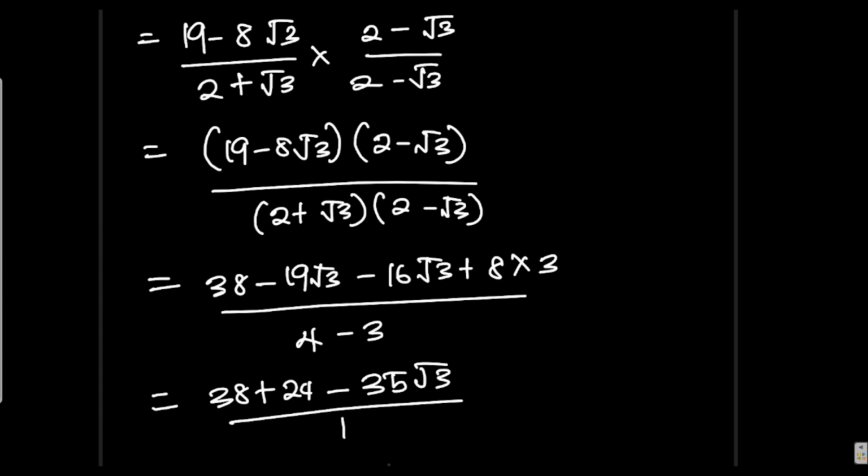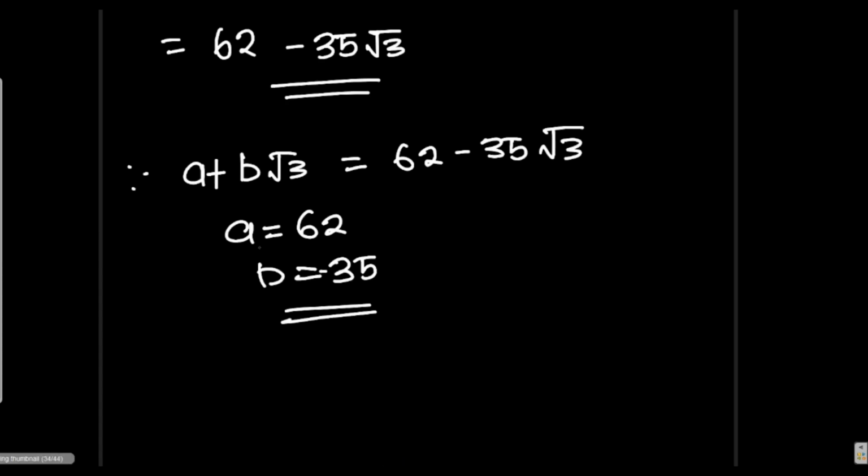So collecting like terms, we have 38 plus 24, that will be 62. Okay, so we already have that here, 62 minus 35 root 3. So therefore, if you compare with a plus b root 3, you have A equals 62, B equals minus 35. So this is how you apply equality of surds to simplify problems. See you in the next lesson. Bye.